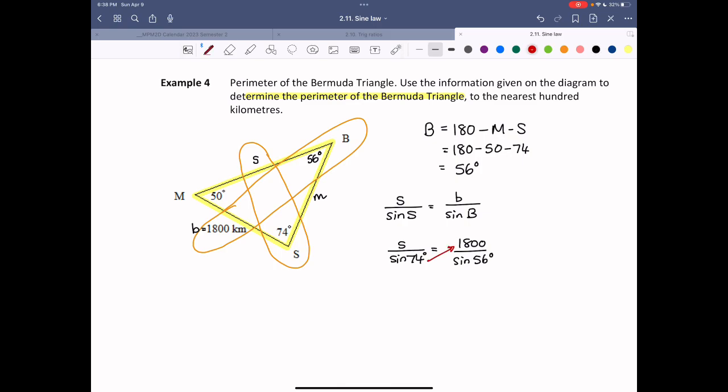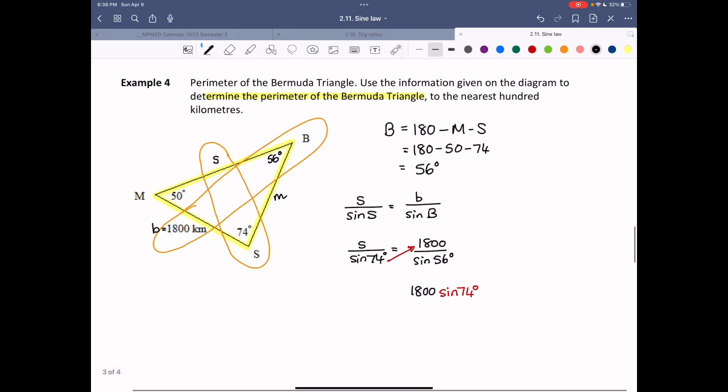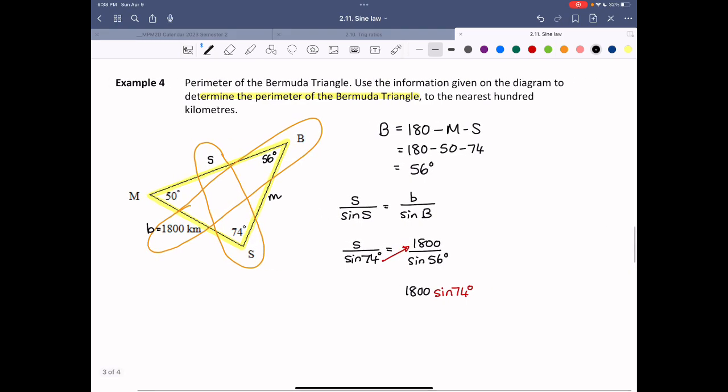Now remember, we don't really want that sine 74 to be in front of the 1800, right? We are going to put it at the back of the 1800 just so that that 1800 doesn't get muddled up with the angle when we put it in our calculator. Okay, so we have letter S is equal to 1800 times sine 74 divided by sine of 56 degrees.